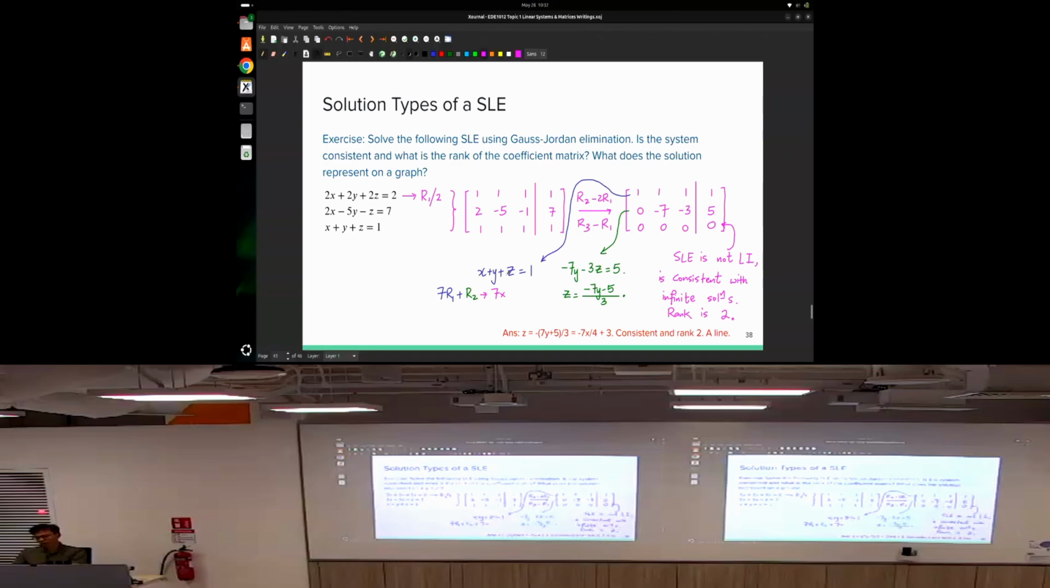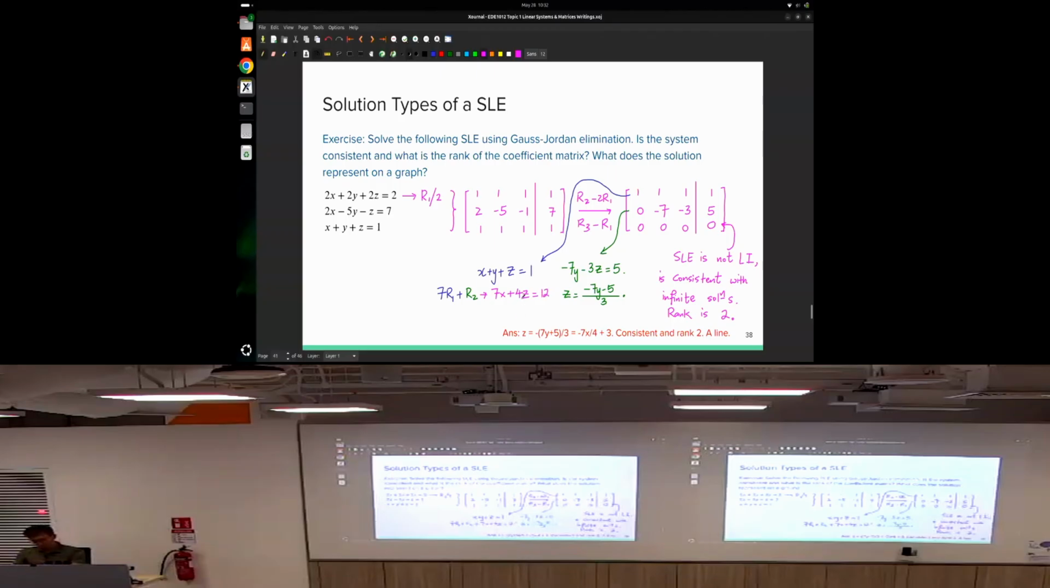Then this is what? 7z, right? Plus minus 3, so it's going to give me 4z. So this is going to be 7 plus 5. Is it 7 plus 5? Yeah, 7 plus 5, so it's going to be 12.